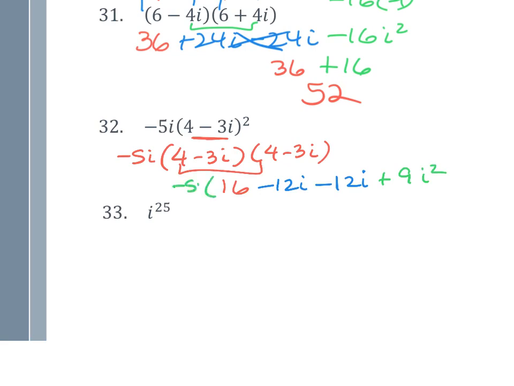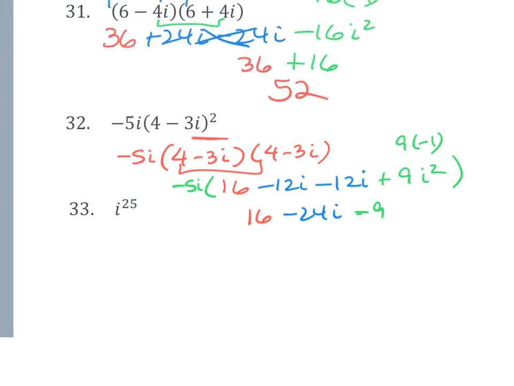And then we still have this thing. So let me go ahead and combine my like terms first. So I get 16 minus 24i. And this becomes a -9 because 9 times -1. Okay, so the final answer here is we'll combine the 16 and the 9. So 16 minus 9, 7 minus 24i.